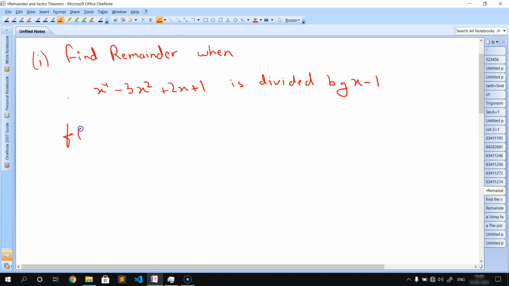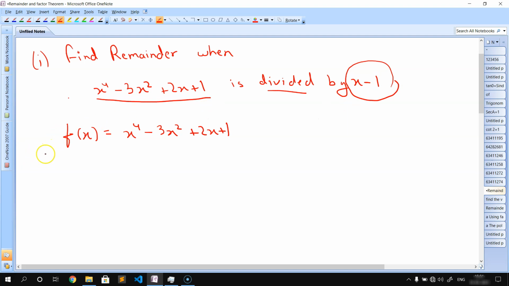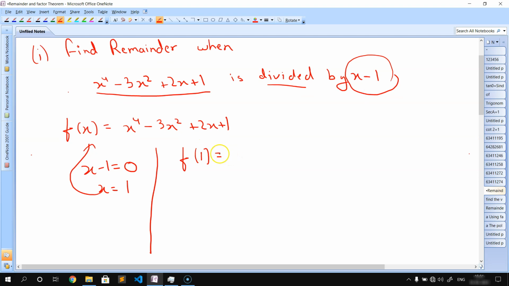First of all, we assume a function f of x is equal to x to the power 4 minus 3x square plus 2x plus 1, which is divided by x minus 1. Now we will find out the value of x from here. We will take x minus 1 equals to 0. From here x will be equal to plus 1.